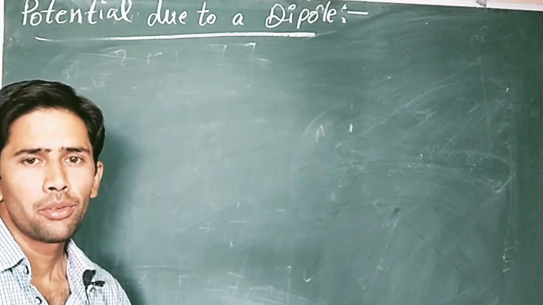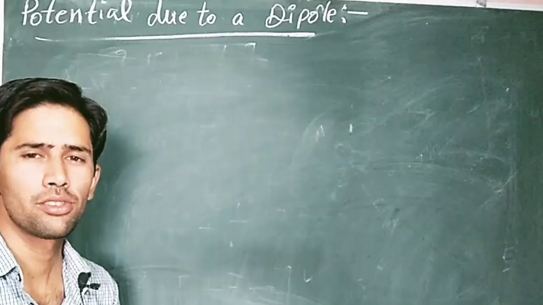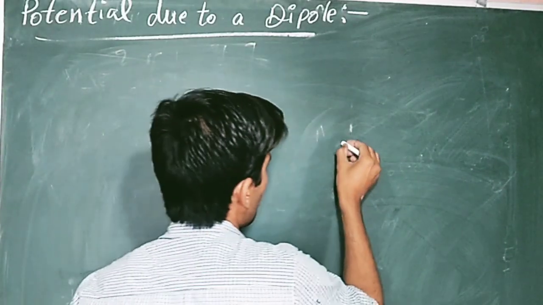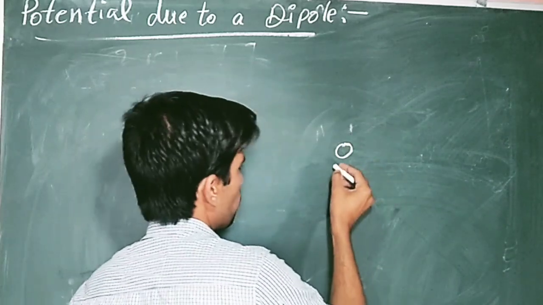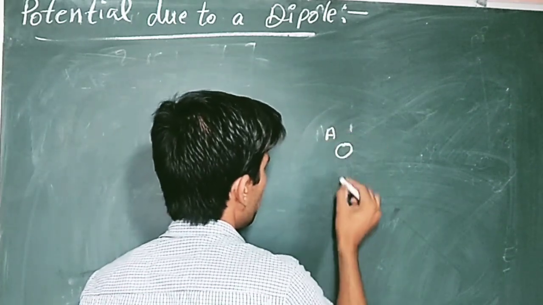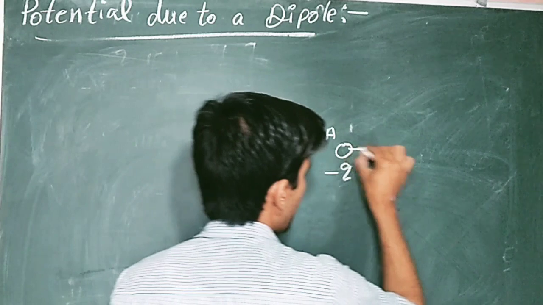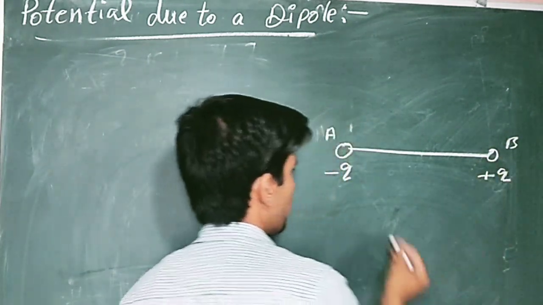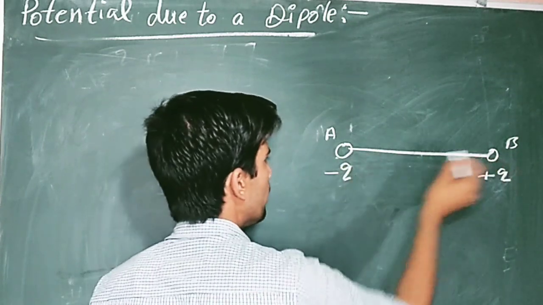Good morning. Today we are going to discuss potential due to an electric dipole. Consider an electric dipole. This is a system of two charges. At point A we take a minus q charge, and at point B we take a plus q charge. And the total distance between A and B is 2a.